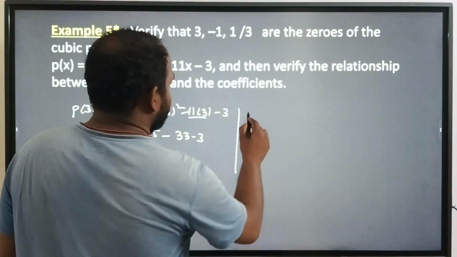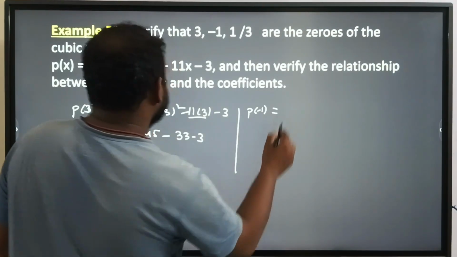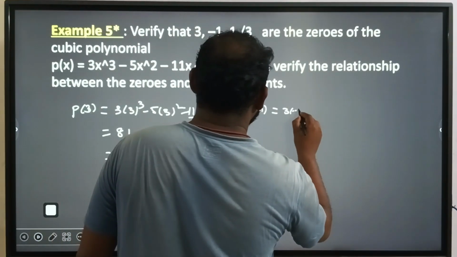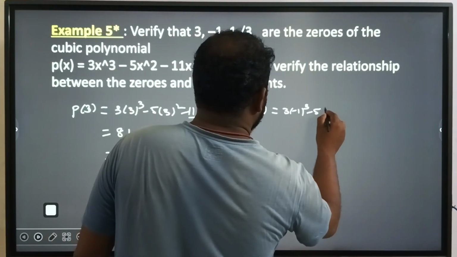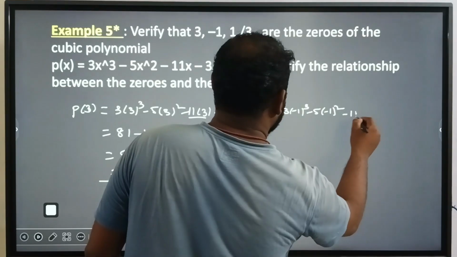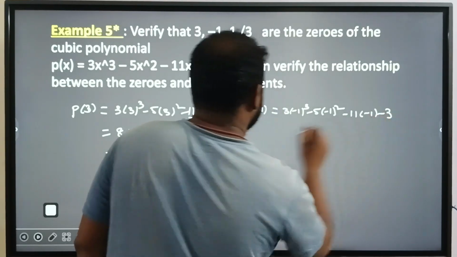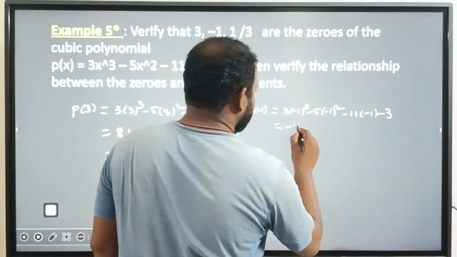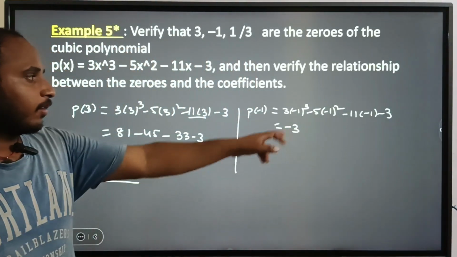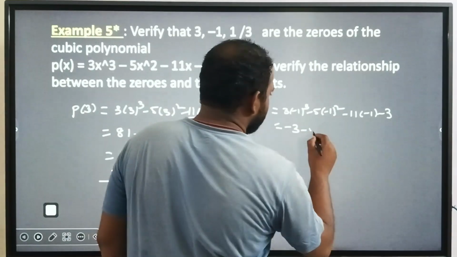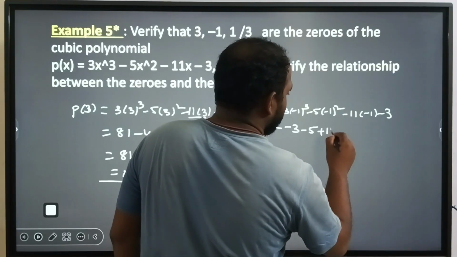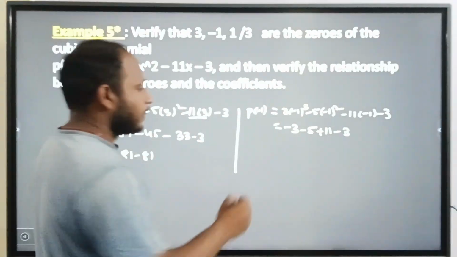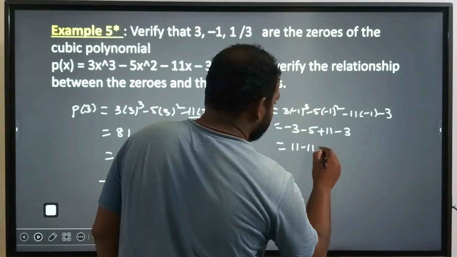Similarly, p of minus 1. P of minus 1 is equal to 3 into minus 1 cube minus 5 into minus 1 square minus 11 into minus 1 minus 3. Here minus 1 cube is minus 1, minus 1 into 3 is minus 3, minus 1 square is plus 1, 1 into minus 5 is minus 5, minus into minus is plus 11, minus 3. Minus 3 minus 5 is minus 8, minus 8 minus 3 is minus 11, minus 11 plus 11 is 0.